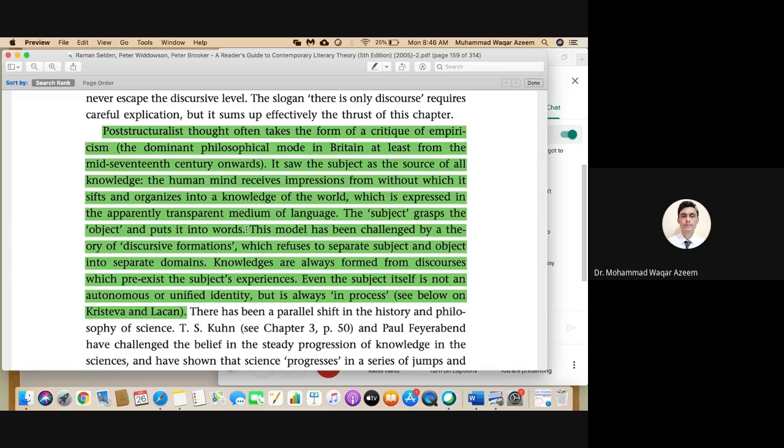approach towards language. So this model has been challenged by the theory of discursive formations, which refuses to separate subject and object into separate domains. Knowledges are always formed from discourses which pre-exist the subject's experiences. Even the subject itself is not an autonomous or unified identity, but always in process. And then there is more detail over here.